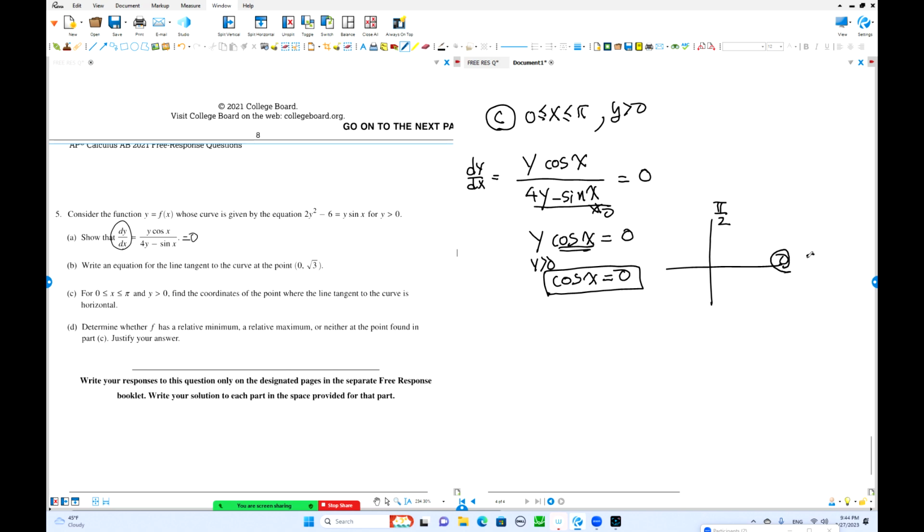Cosine 0 is 1. Cosine pi is negative 1. Cosine is 0 at pi over 2, and also at 3 pi over 2, but that is outside our interval. Now we're going to find the y coordinate of the point. When x equals pi over 2, what is the value of y? We need to find the value of y too, right?